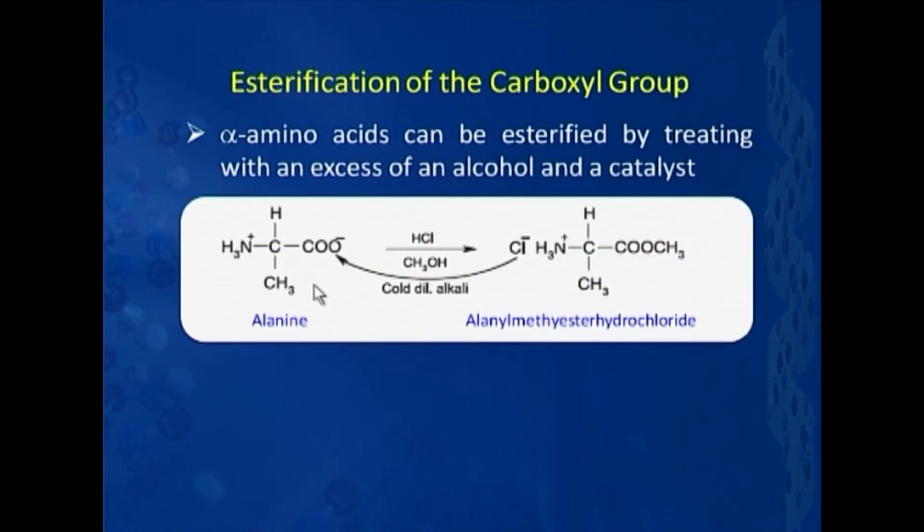Suppose I take alanine, my simple amino acid, and treat it with HCl in the presence of alcohol. Alcohol is my reactant here, HCl is the catalyst. In this reaction I get a methyl ester of the amino acid. By creating an ester group, I am blocking this COOH group, and then my NH3 is free to participate in the peptide synthesis.